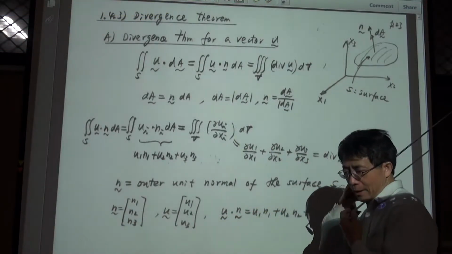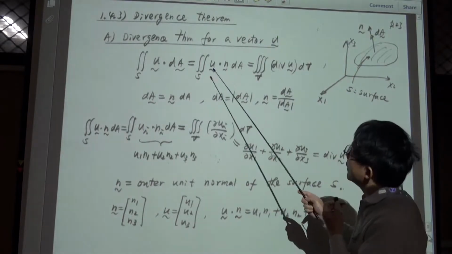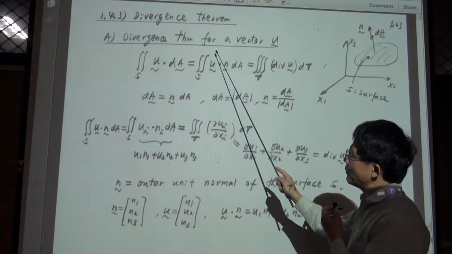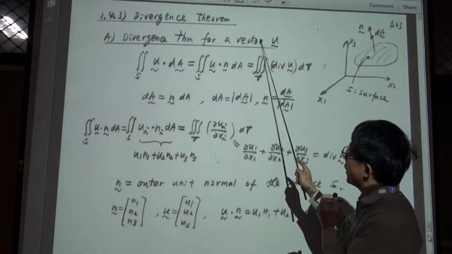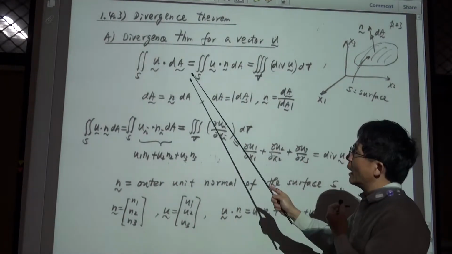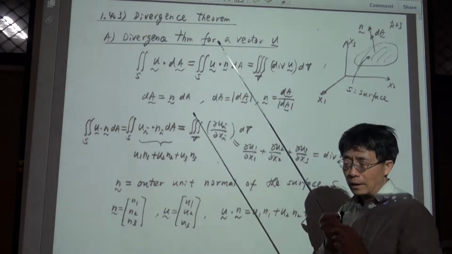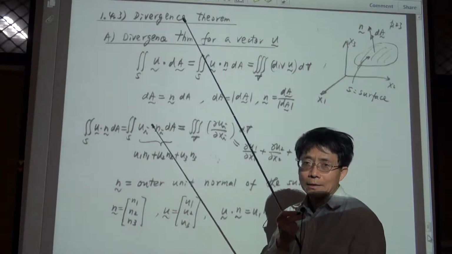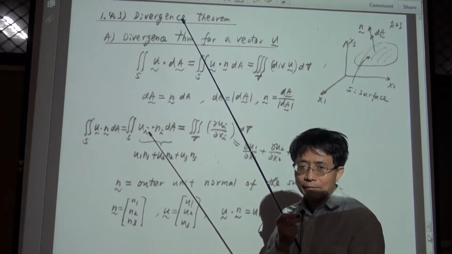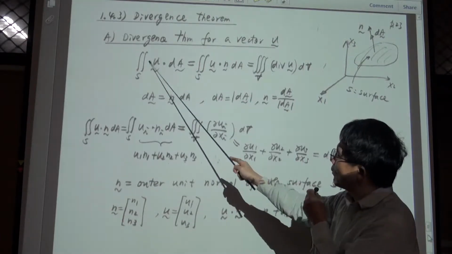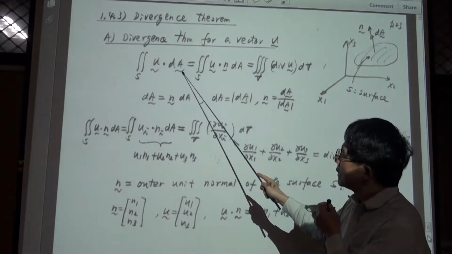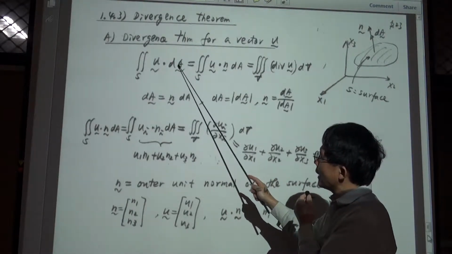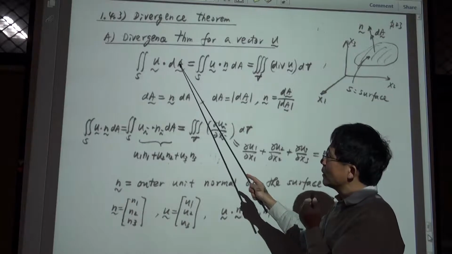In this section, we talk about the divergence theorem of a vector and a matrix. Okay, but we first talk about the divergence theorem of a vector. It is easy because such kind of theorem have been learned before in your class of engineering mathematics. Suppose we have a vector u here. We integrate it over a surface with an area vector dA.